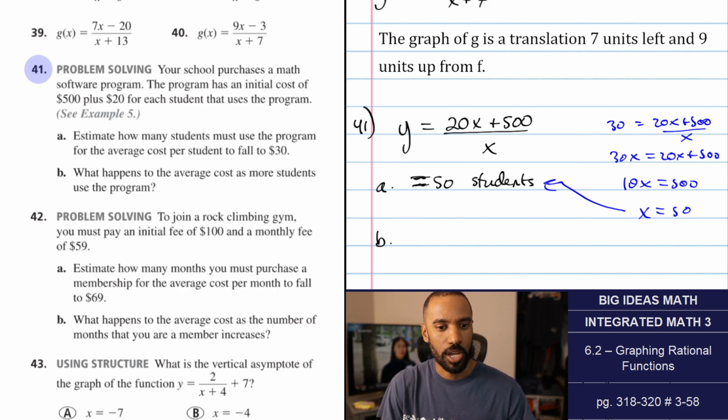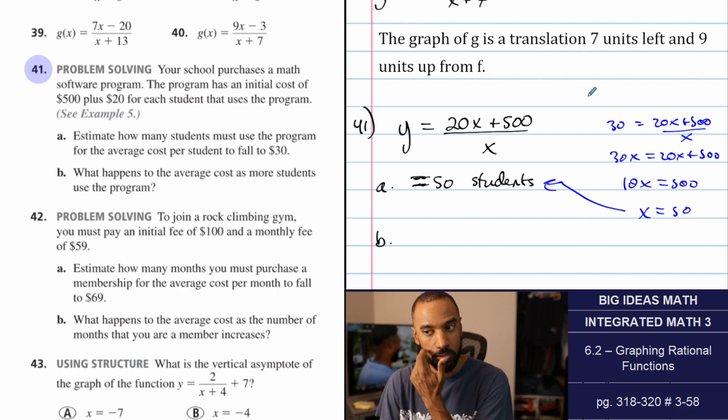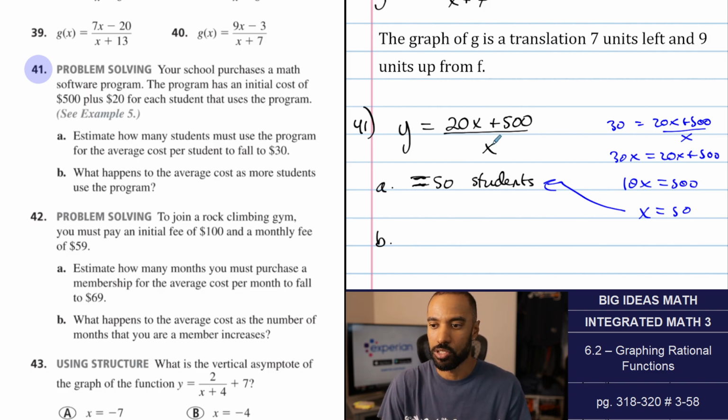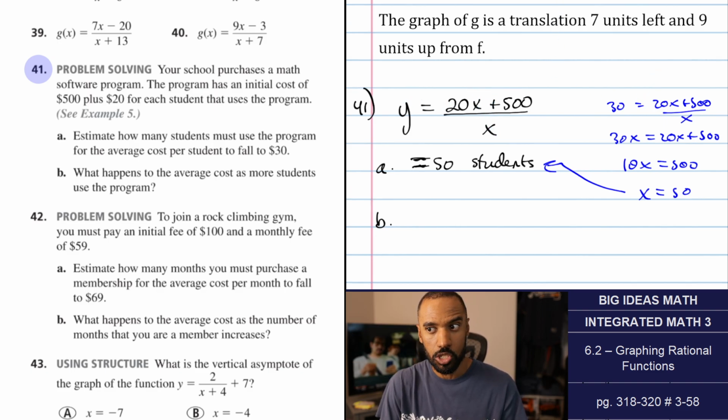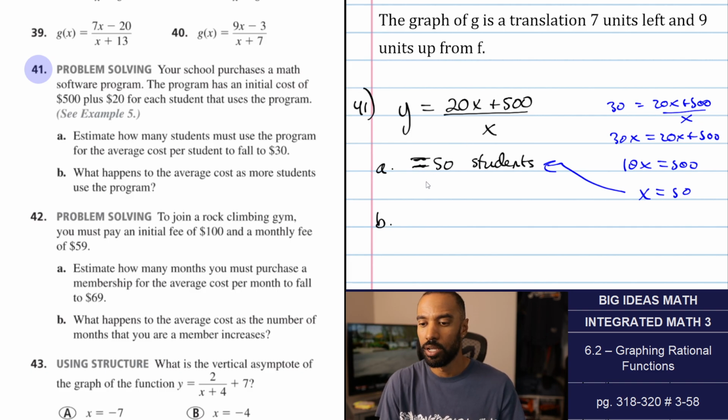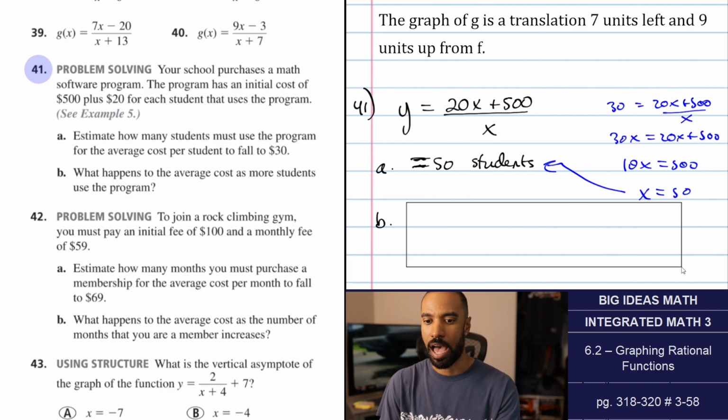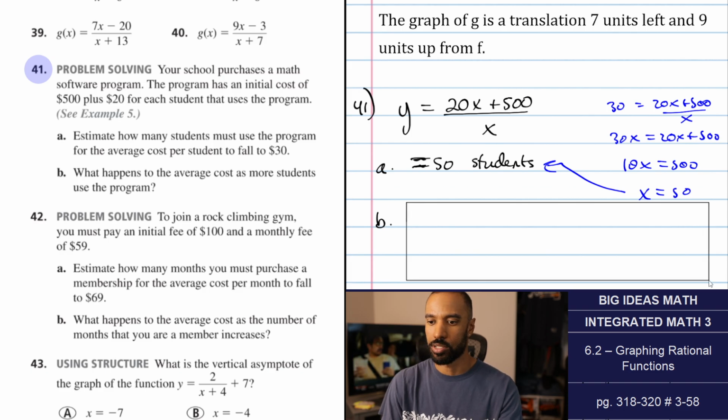What happens to the average cost as more students use the program? Well, the cost goes down, right? This is how this thing works. As x gets bigger, you see y get smaller. Not significantly smaller. There's diminishing returns here. The average cost per student decreases.